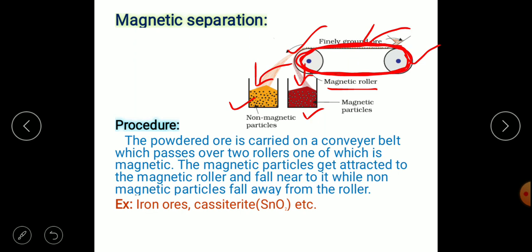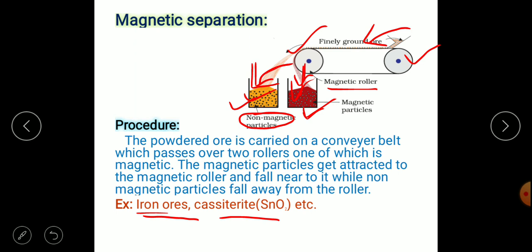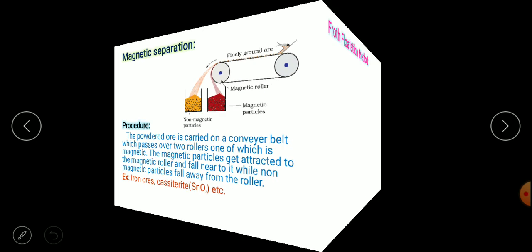So they keep moving like this. If there is a presence of any magnetic particles, for example iron, so here you can see iron ore, it will be collected in this which is present near the magnetic roller, and secondly the non-magnetic particles will be collected in the second one, that is non-magnetic particles. So here it collects. This is the magnetic separation. For example iron ore can be separated, stannous oxide, cassiterite can be separated like this.